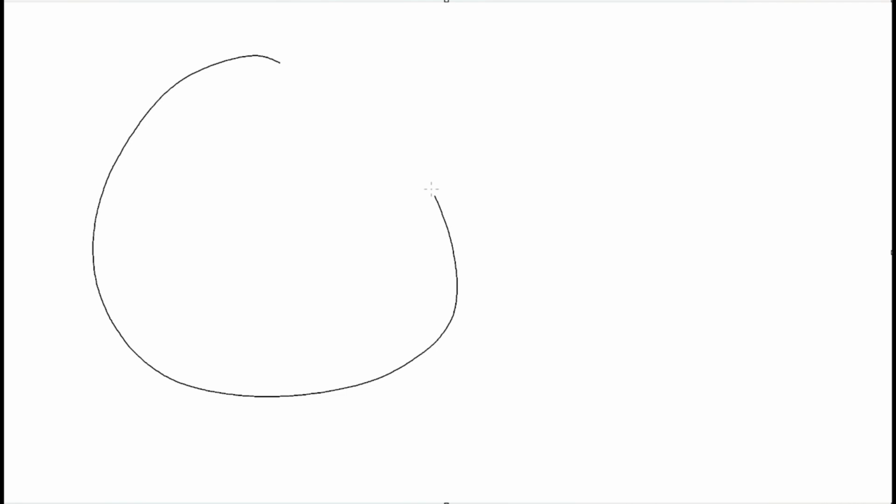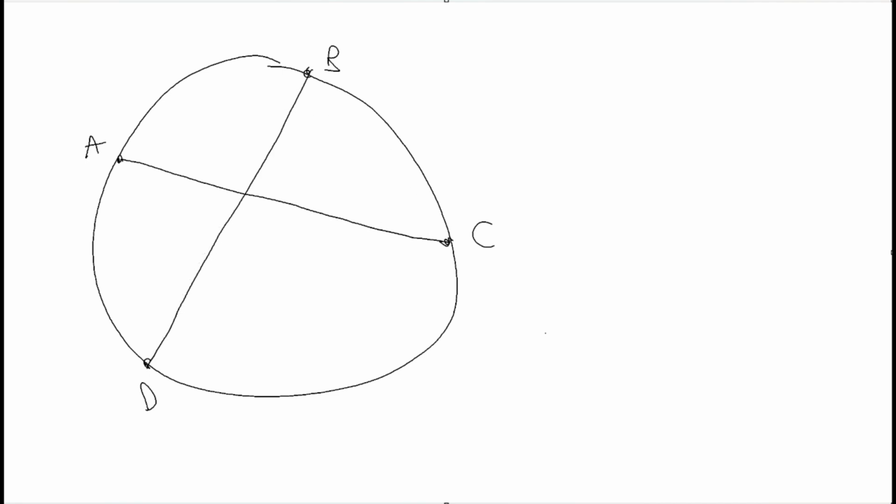Alright, so first, let's review power of a point. It all starts with a circle here. Suppose we have points A, B, C, and D on it, and they're in that order. You probably know about power of a point, that if AC and BD intersect at this point E here, then EA times EC is equal to EB times ED. And the proof of this is just using similar triangles.